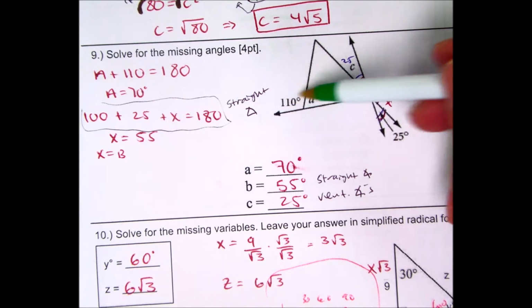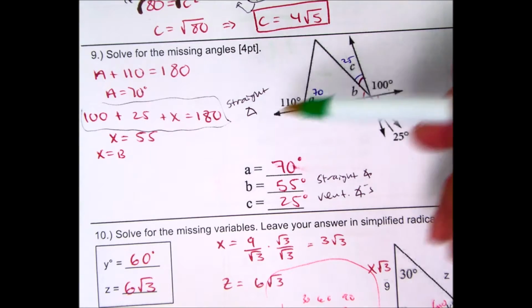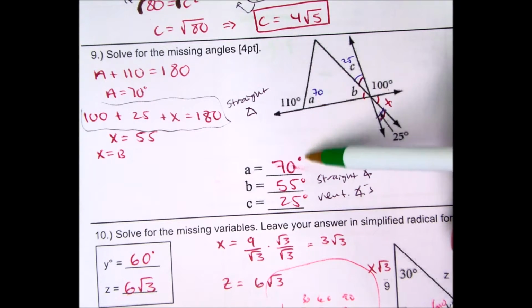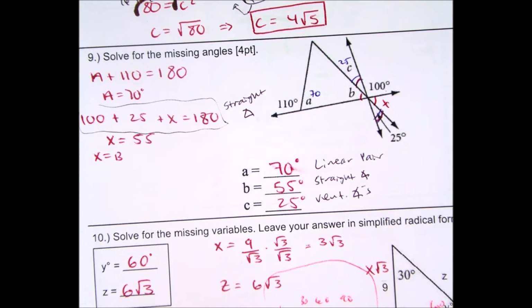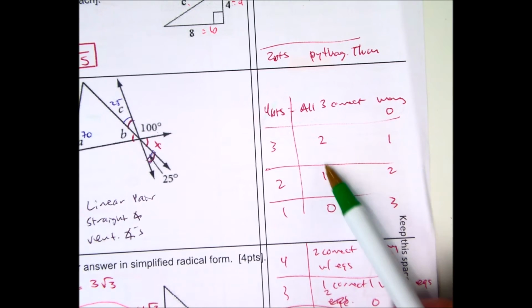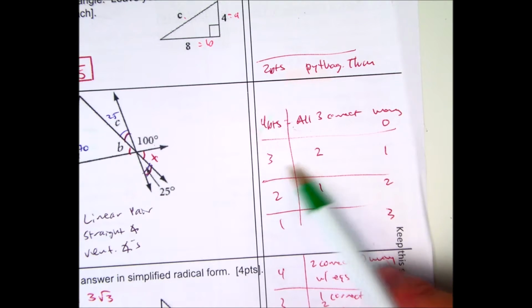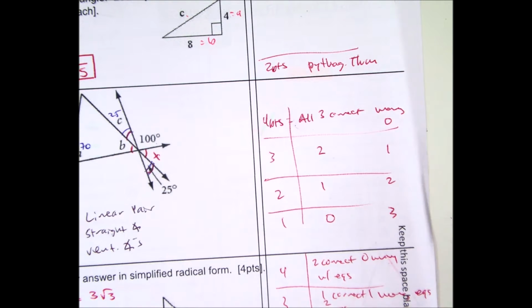Over on this side, I have a linear pair. So 110 plus blank equals 180, so that one's going to be 70. So linear pair. For that one, I scored it. You got 4 points if all 3 were correct, 3 points if you got 2 of those correct and 1 wrong, and 2 points if you got 1 of them correct. If you got them all wrong, you got 1 point.